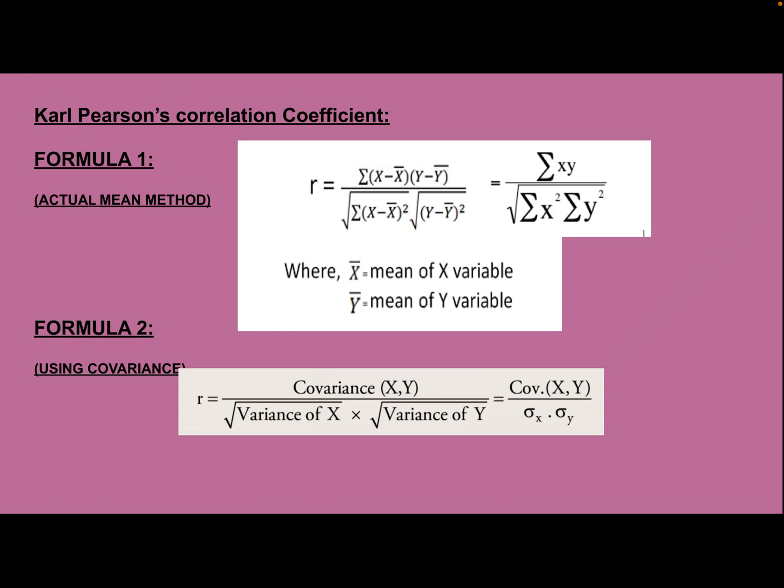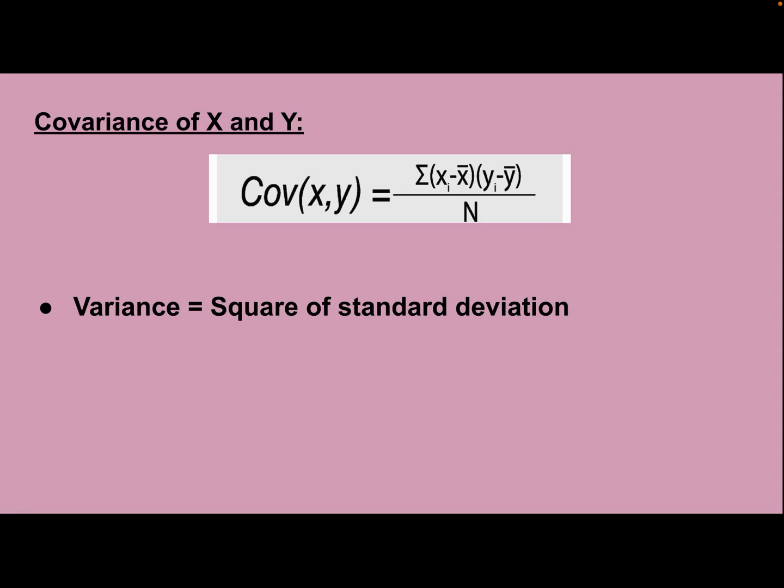So in the previous slide, what is written in the denominator? Under root of variance. So if variance is the square of standard deviation, that means standard deviation is the square root of variance. Therefore, we have substituted in the denominator variance of x under root as standard deviation of x and variance of y under root as standard deviation of y.